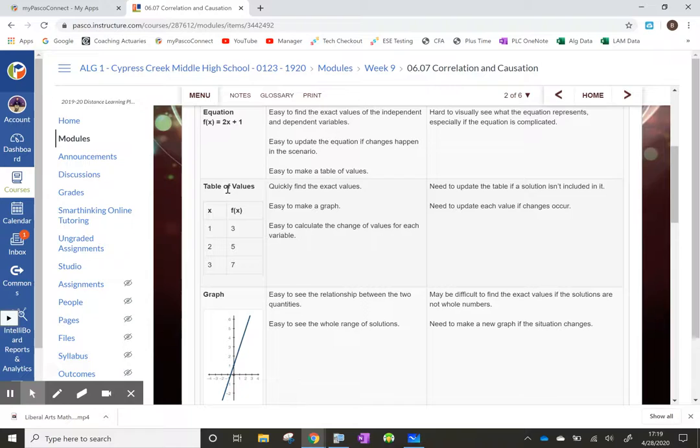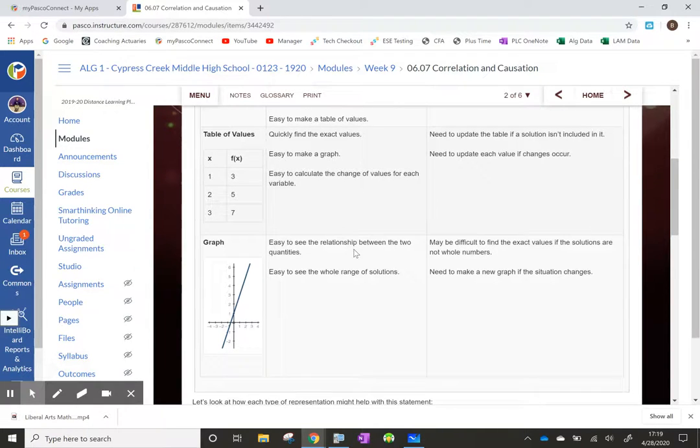Then the second thing, table of values. A table of values makes it quick and easy to find exact values, like 1 and 3, 2 and 5. We can see the points very clearly, and it's easy to calculate the slopes and stuff with that. But what's difficult about it is if you have to update it, it can be tricky if there are certain changes that need to be made.